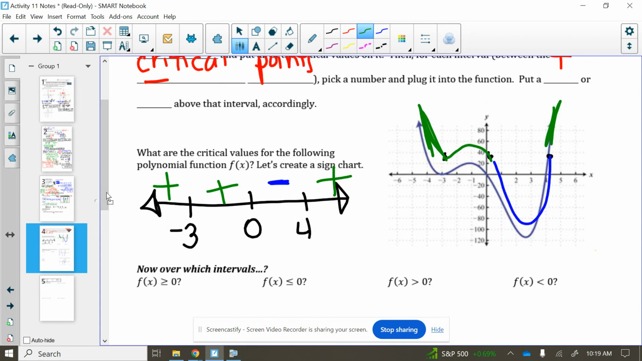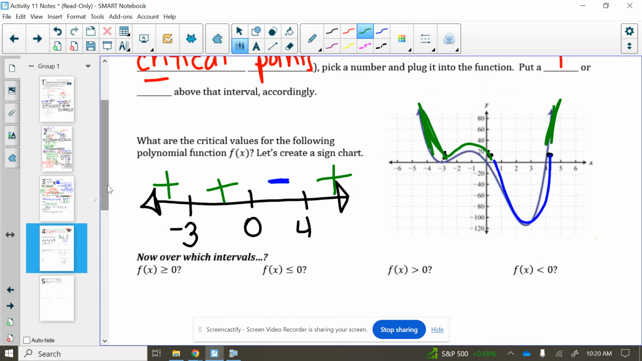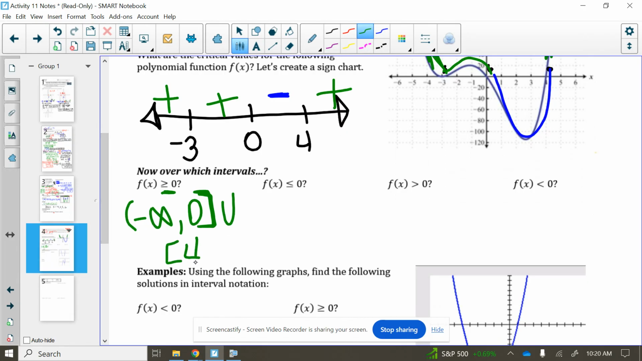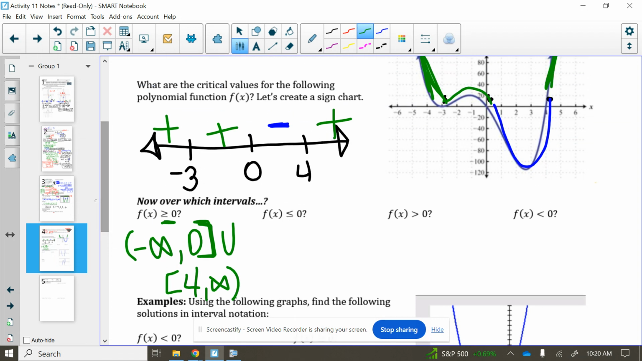And we want to talk about then, over which intervals are we greater than or equal to 0? Well, that is officially happening from negative infinity all the way until we get to 0. Our graph is greater than or equal to 0. And notice this or equals to allows us to put a bracket with that 0. Or that is happening, again, bracket 4 to infinity. Infinity and negative infinity never get a bracket, even though we are including on that.